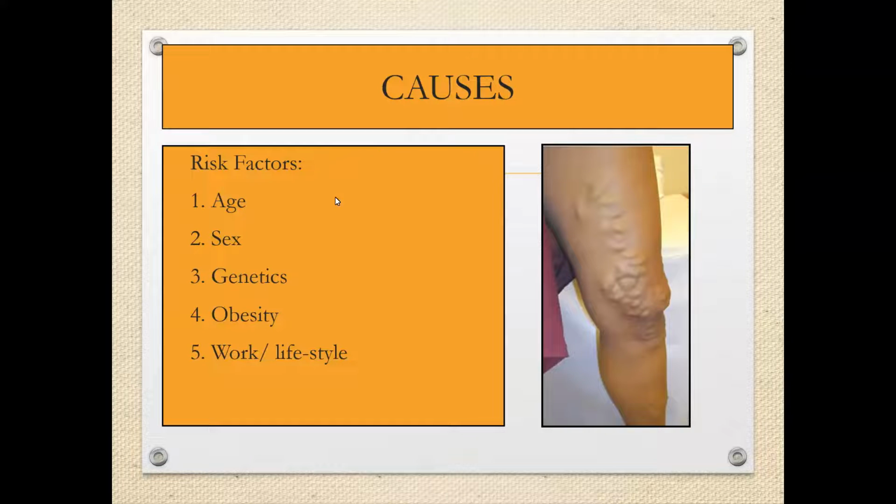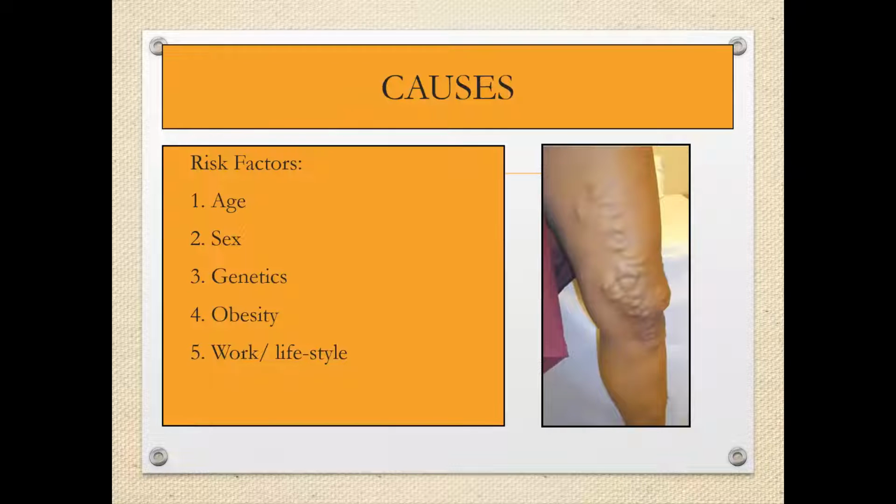There are several risk factors. Age is one of them, although varicose veins can happen in teenage years all the way up into your 90s. As we progress in our age, varicose veins become more common. Varicose veins are a lot more common in women than men. Genetics plays a very big role in this. This often runs in the family.